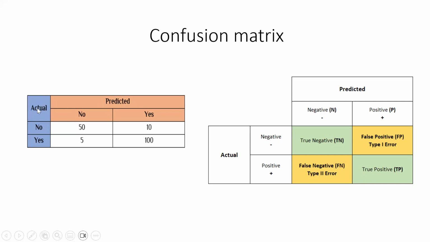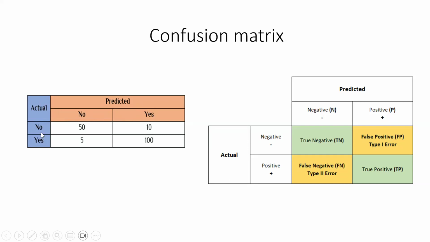Consider there are 165 subjects in total. Out of 165 subjects, some people have a fracture, some have a sprain, some have a minor injury, but they are coming to a hospital to take an X-ray. Why do they want to take an X-ray? They want to confirm whether they have a fracture or not. The actual is whether the subject really has a fracture or not. The predicted is the X-ray result.